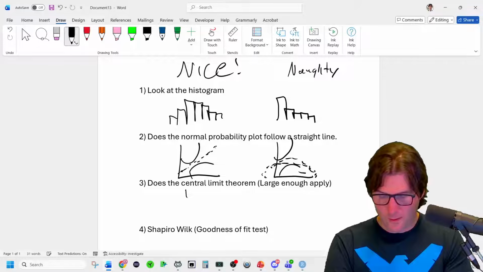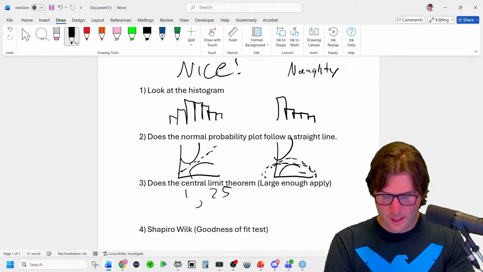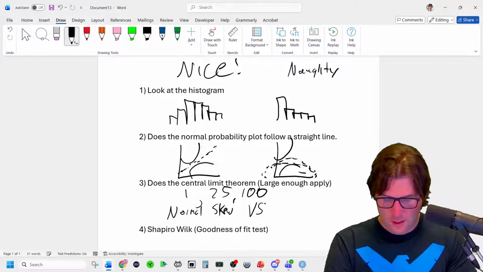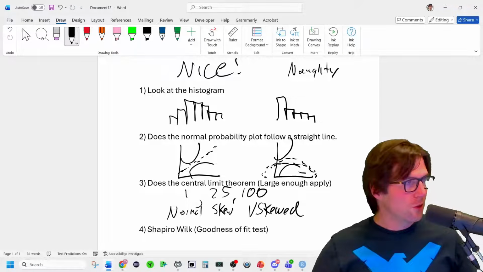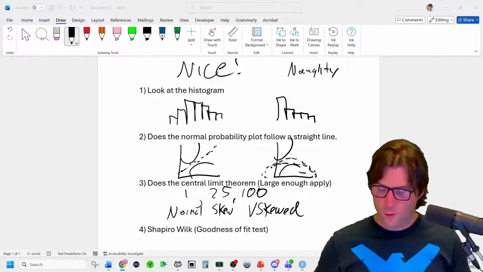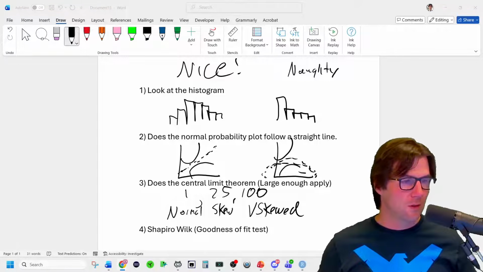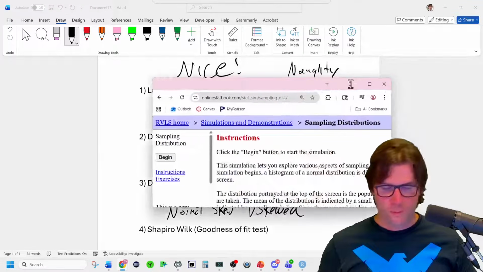If you remember where we have 1, 25, and 100, if it's normal, you only need 1, which you really can't see. If it's skewed or very skewed, does anyone remember this with the central limit theorem? The larger your sample size is, the more normal the distribution of the means will be.